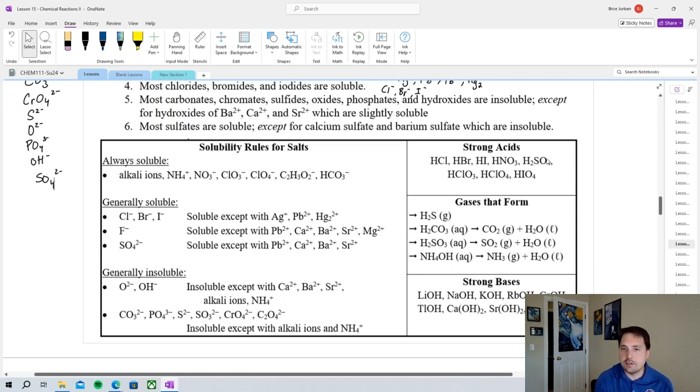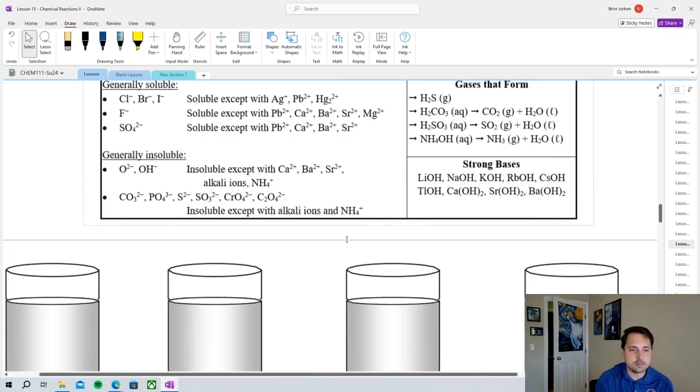And then on the right here, I have our strong acids, which there are 8 of them, and our strong bases, which are the alkali hydroxides and the alkaline earth hydroxides, as well as thallium hydroxide, which somehow made itself on the list. And then I have the gases that form, because when we're working with double replacement reactions, we often want to refer to these gases that form.